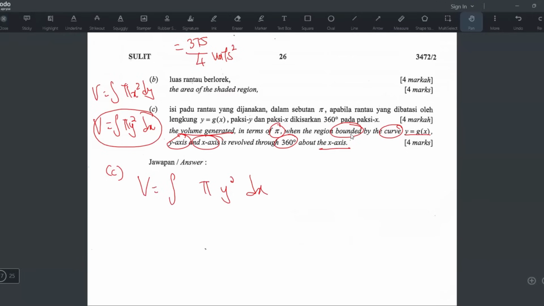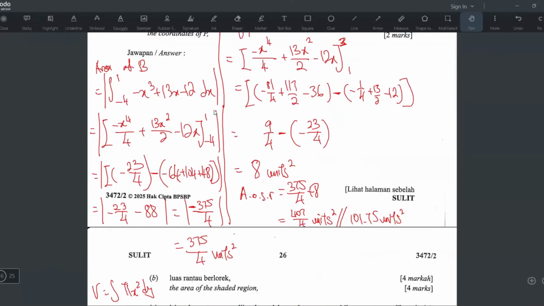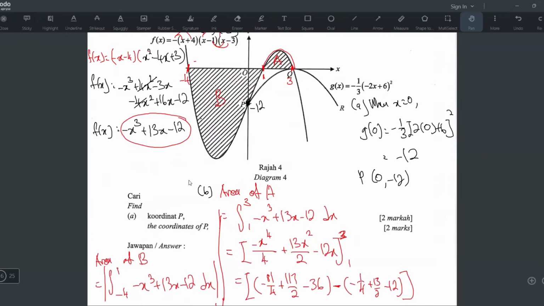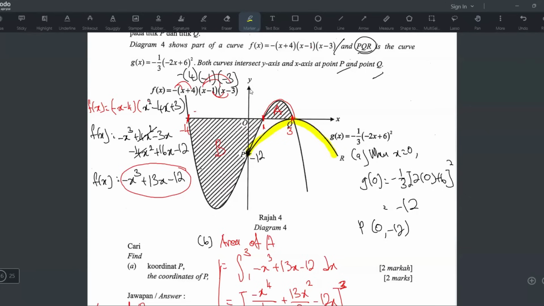Okay, they say the region is bounded by curve and the y-axis and x-axis. It means it's not the shaded region. Yeah, it's not the shaded region. Okay, bounded means in between. So in between the curve, y equals g(x). So let's highlight the y equals g(x). So it's this one. And if I'm not mistaken, they said y-axis and x-axis, right?